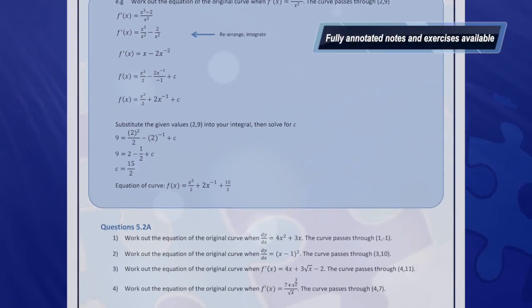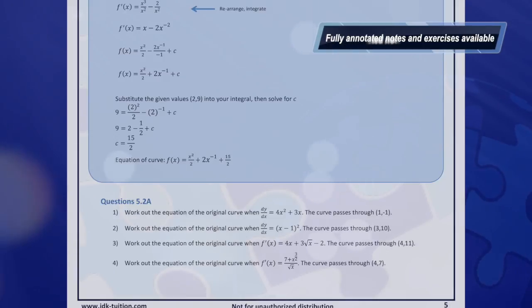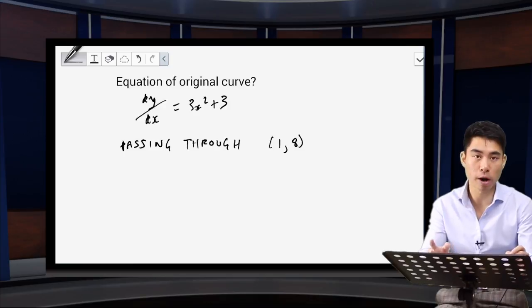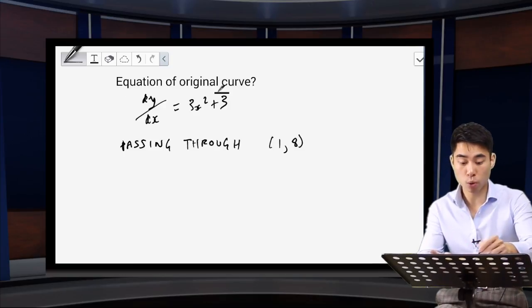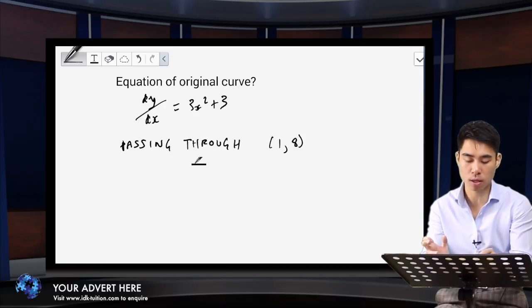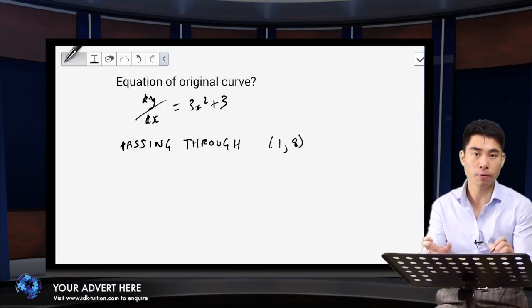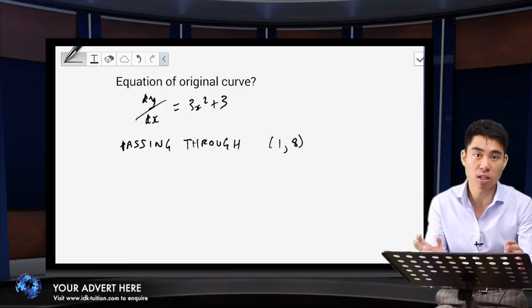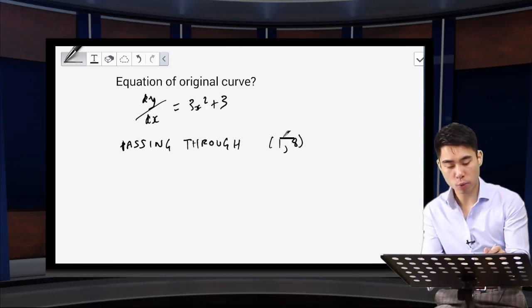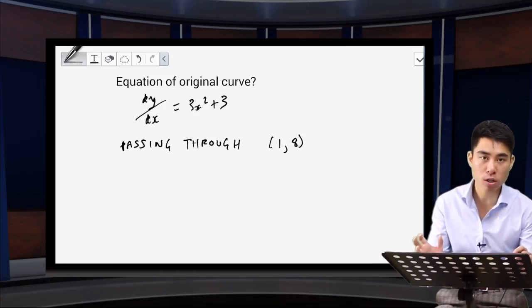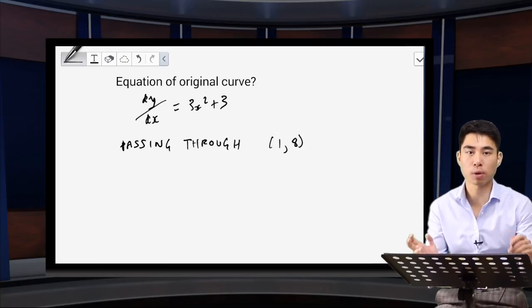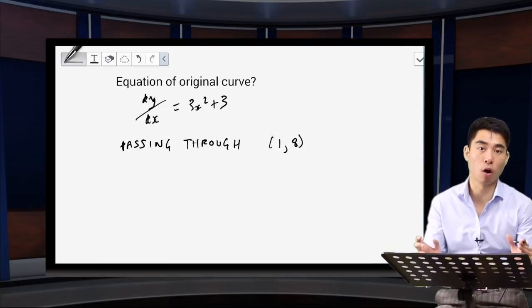Okay, so now we're going to look at a slight variation on this. We're going to be looking at the same first derivative here. It's still going to be 3x squared plus 3. And again, we want to work out the equation of the original curve, but now we've been given this additional bit of information here. We're saying that our original curve passes through the coordinates 1, 8. So obviously here we've been given an x and y coordinate. And now that we've been given this, our equation for our original curve is not going to have that constant term in it. It's not going to have plus c. We can actually work out the value of that plus c.